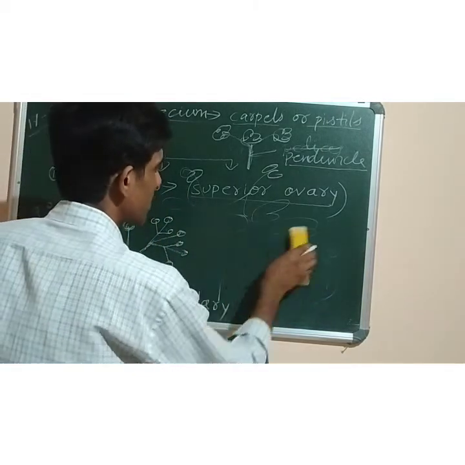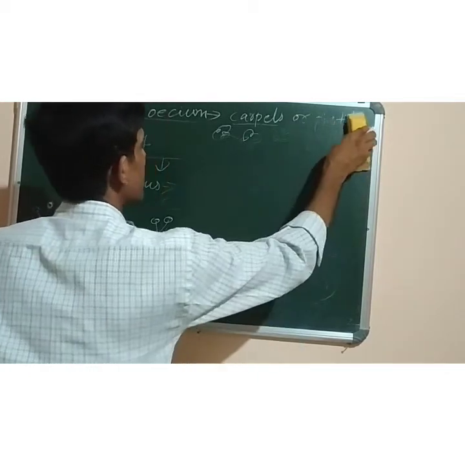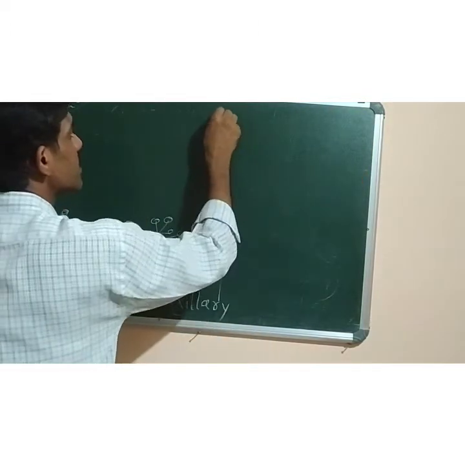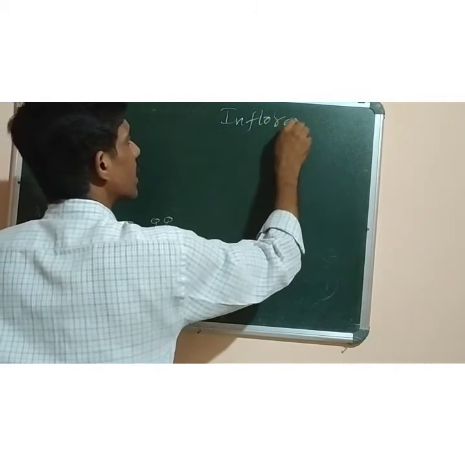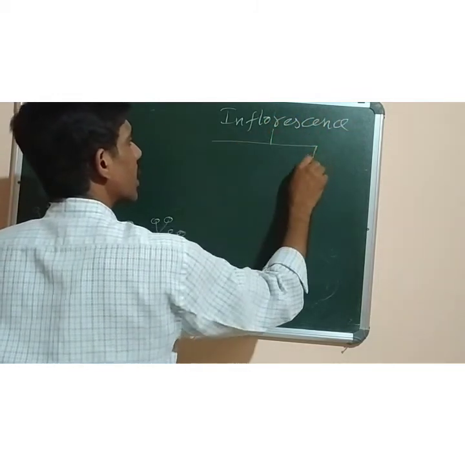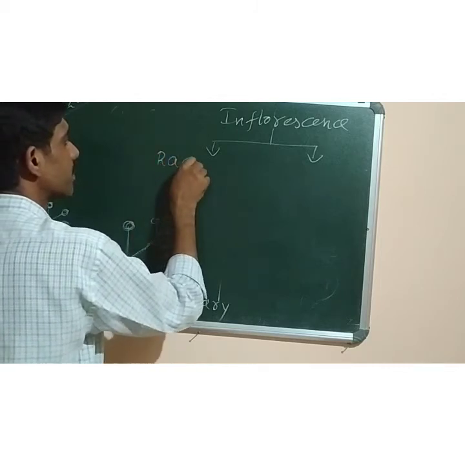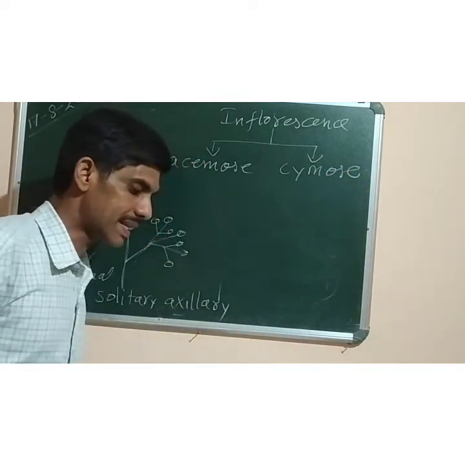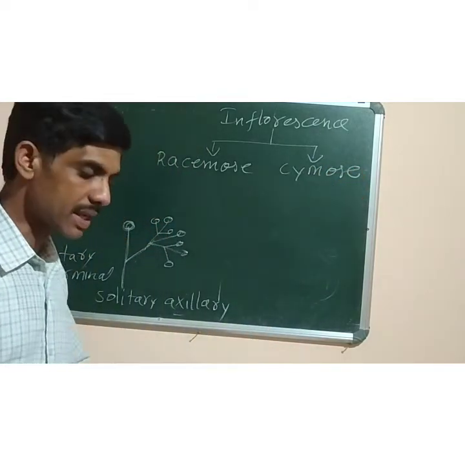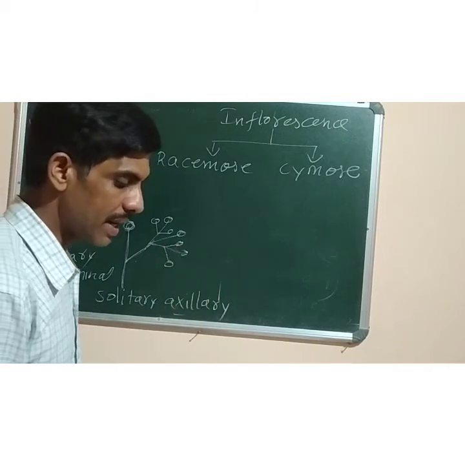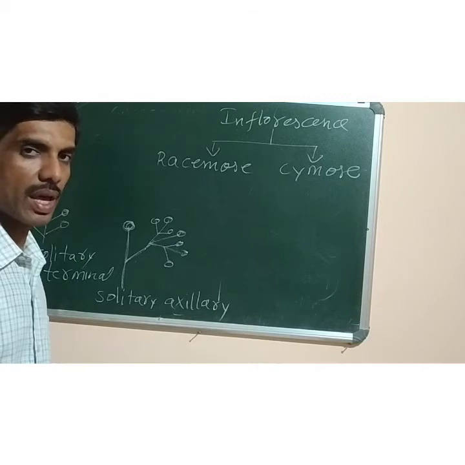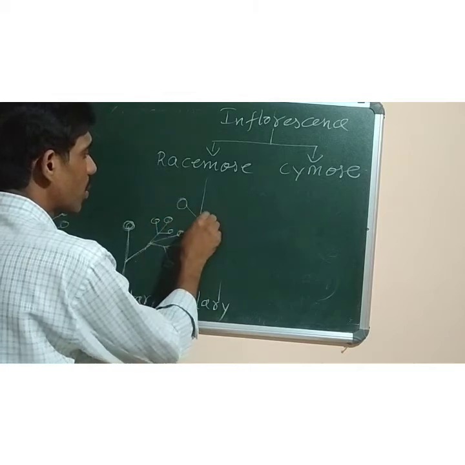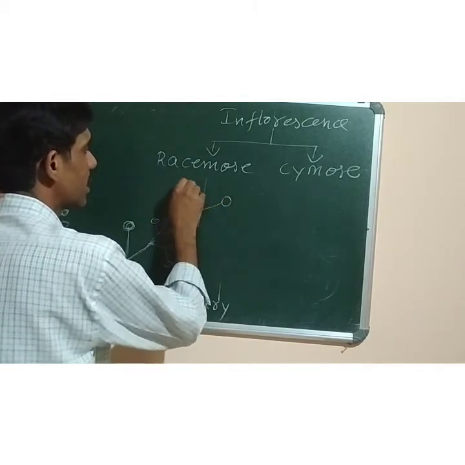So what are the names of two types of inflorescence? Racemose and cymose. Okay. Inflorescence are of two types. Number one is racemose and number two is cymose. Okay, first one is racemose inflorescence. The main axis continues to grow and the flowers are borne laterally in acropetal succession. Acropetal succession means the lower flowers are older than the upper flowers. In a systematic manner they are arranged.